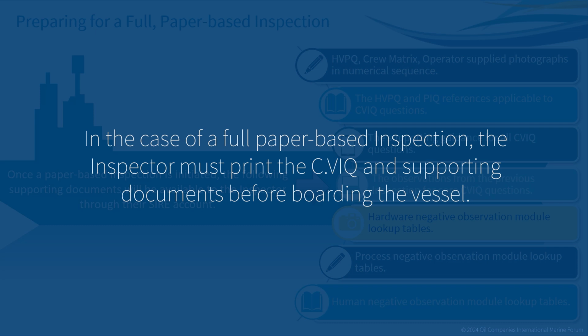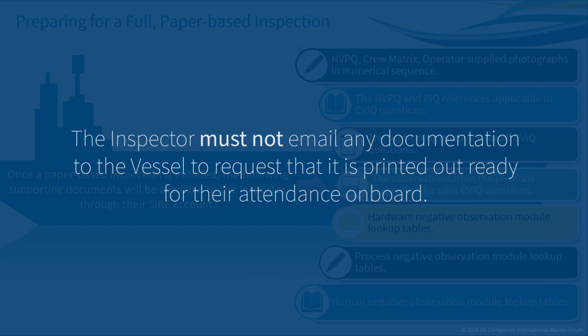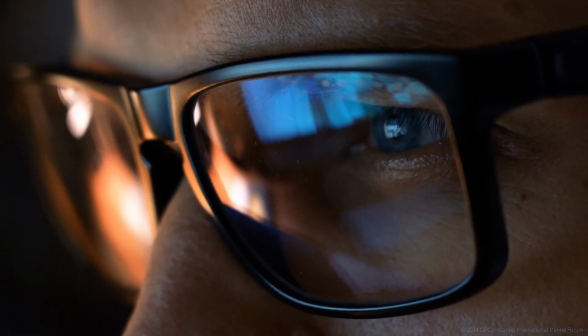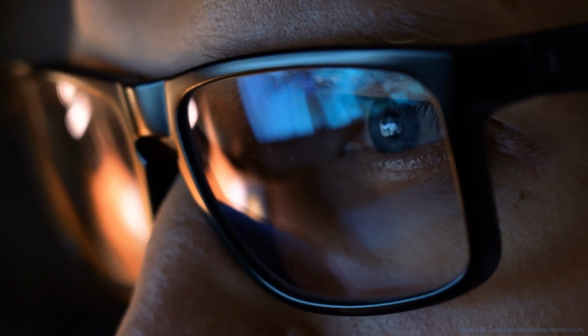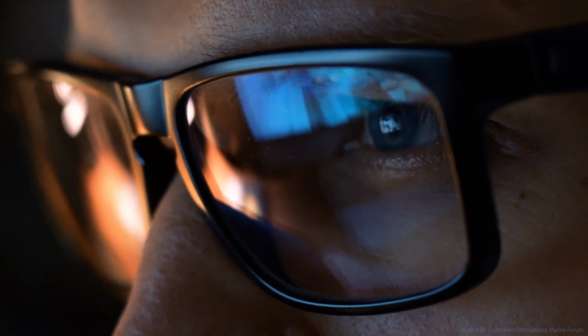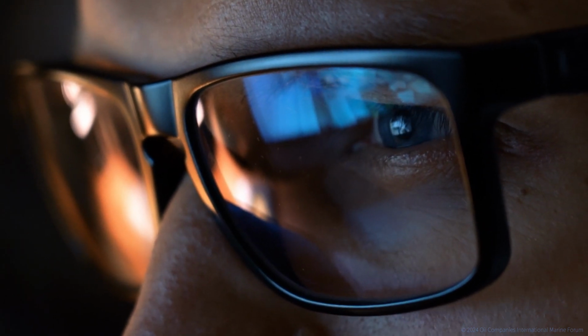In the case of a full paper-based inspection, the inspector must print the CVIQ and supporting documents before boarding the vessel. The inspector must not email any documentation to the vessel to request that it is printed out ready for their attendance on board. The inspector will have view-only access to the certificate repository and the PSC repository for a vessel to be inspected through their SIRE account for as long as an active inspection is assigned to them. The inspector will be able to download a copy of the HVPQ and the crew matrix through their SIRE account for as long as an active inspection is assigned to them.